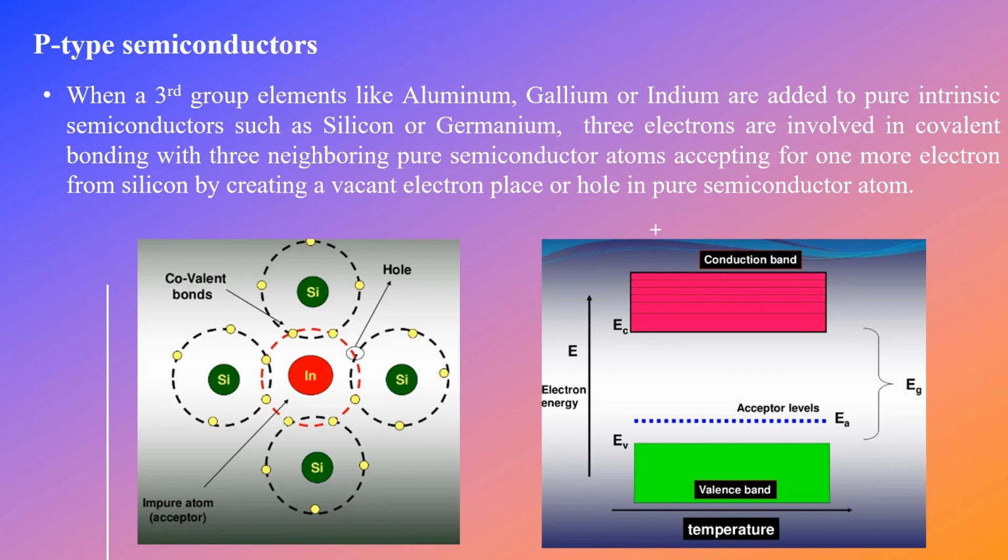In the left picture you can see the silicon is bonded with indium, which is a third group element, and left with the excess amount of holes here, or the vacancy. And now on the right-hand side you can see the electron energy graph, where the Fermi energy level is shifted towards the valence band because of the excess amount of holes. That's why this is called an acceptor level or acceptor semiconductor, because they are ready to accept electrons because of the higher number of holes.